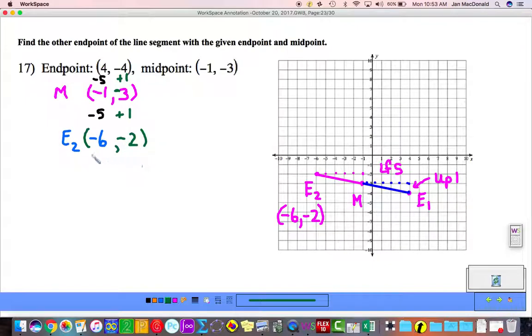So again, this is my final answer. The coordinates of the second endpoint would be (-6, -2). You can either find that answer by graphing, or by trying to recognize the pattern.